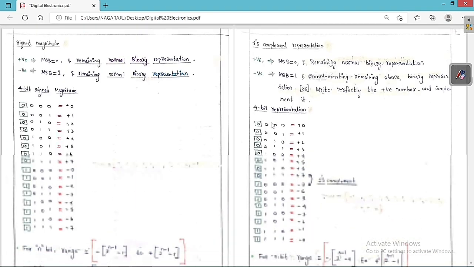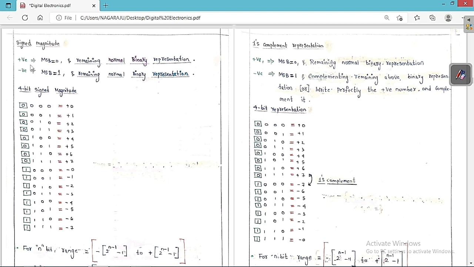Now we are going to study another concept, called the sign magnitude representation. In sign magnitude representation, for a positive number, we always keep the MSB as 0, and the remaining bits represent the normal binary representation of the number.